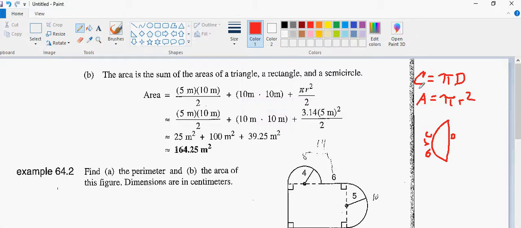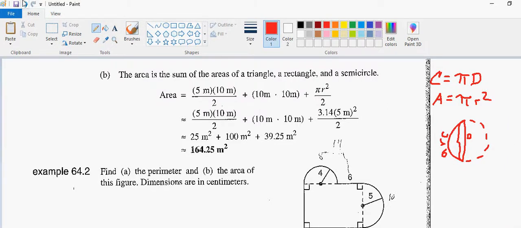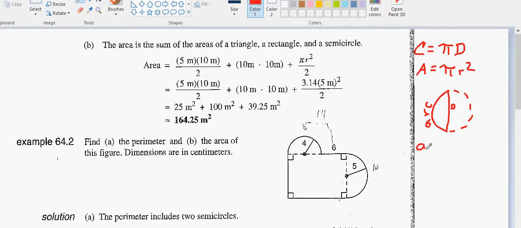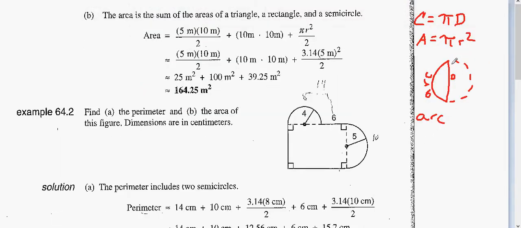Circumference of a circle is pi diameter, or pi 2r. Area of a circle is pi r squared. But what if we're considering half of a circle? I have a little d here to show that this is my diameter. And this curving piece that's only part of a circle is considered an arc, ARC. An arc is the curved part. This continues to be the diameter.